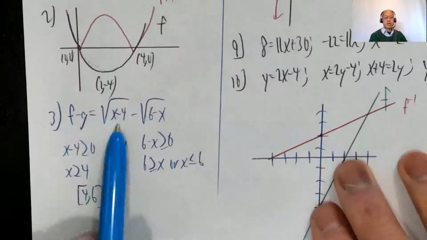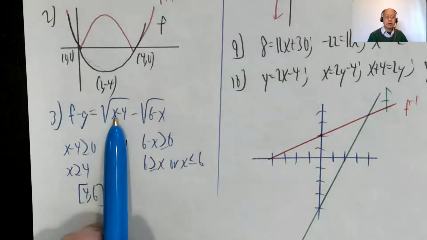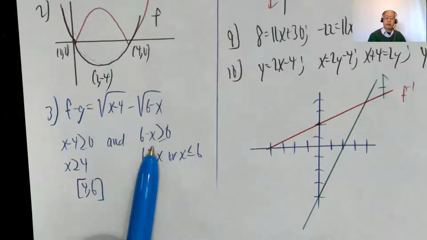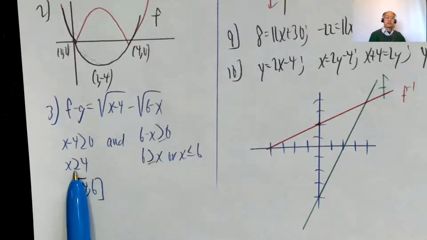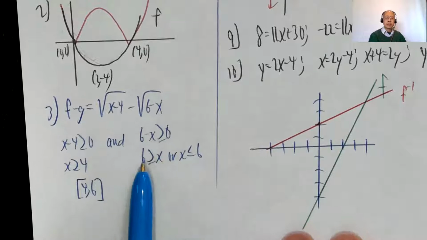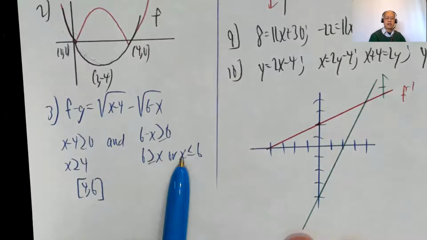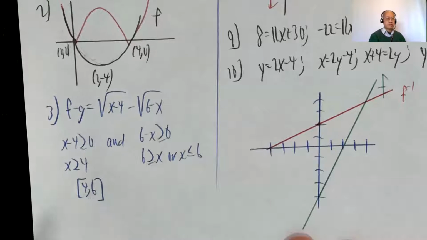Number 3, f minus g is this. Both x minus 4 and 6 minus x have to be greater than or equal to 0. This means x is greater than or equal to 4. Add x to both sides: 6 is greater than or equal to x, or x is less than or equal to 6. So that gives you the domain, bracket 4, 6 bracket.